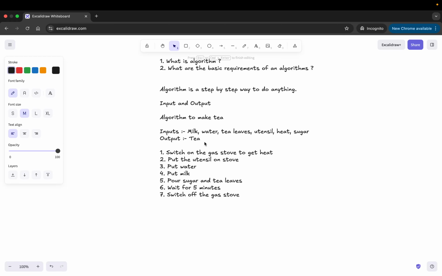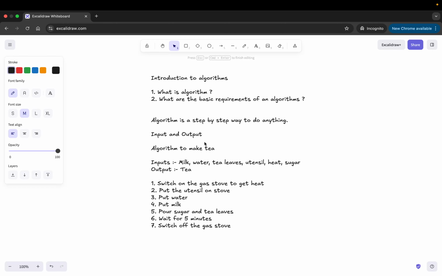Similarly, the algorithms that we use in computer science are just the steps to achieve a particular task. Basically, to take a set of inputs and to give an output. So the only basic requirements of an algorithm are the input and the output. If you take an algorithm as an abstract concept, it takes an input and gives you an output.